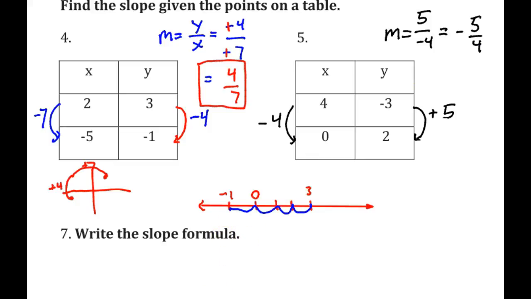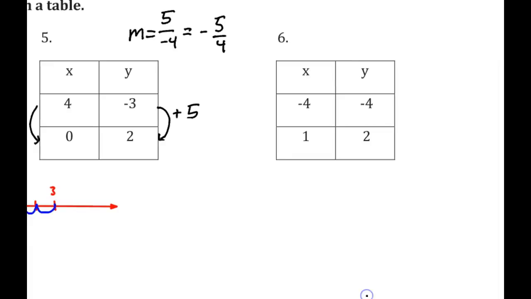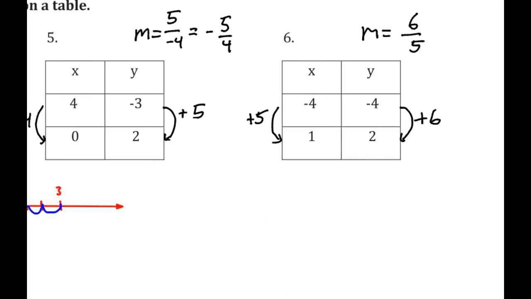And one more like this. How far is it from negative 4 to positive 2? Negative 4 plus what is equal to 2? That'd be plus 6. And negative 4 plus what is positive 1? That would be plus 5. So our slope here is 6 over 5. Nothing to reduce here. So that's our second way of finding slope, just using a table.